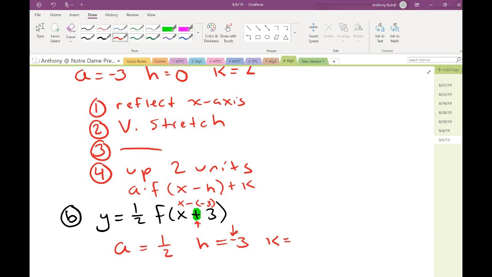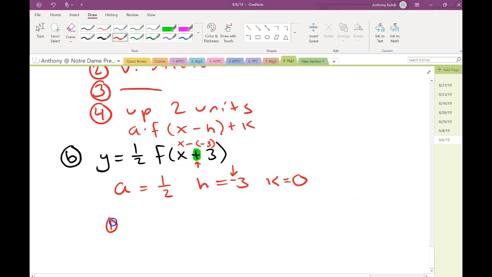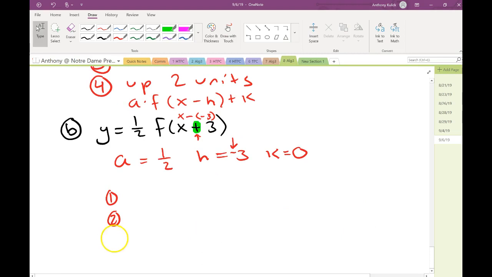Good. And what's my value for k? 0. Very good. So next I'll write my numbers 1, 2, 3, and 4, and we'll start checking those 4 criteria. So if I turn back, the first criteria asks, is a less than 0? Is that true in our case? No. So we don't have to do anything there. We'll put a dash because our a is definitely not less than 0.